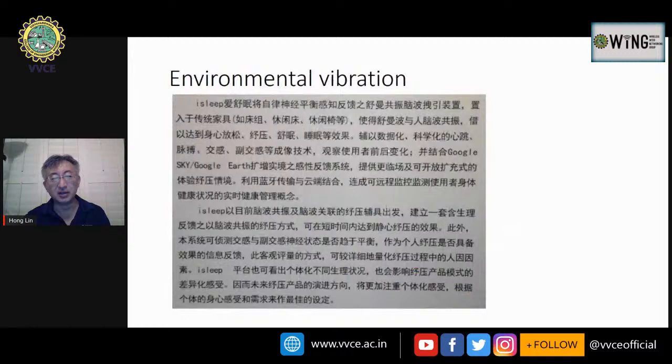This one basically creates a kind of vibration. The device is attached to the bed or to the chair, and it creates some kind of vibration, and this vibration will work with the brain wave to help you relax and get into sleep. It has a kind of automatic adjustment function as well, so it has a little bit of AI, artificial intelligence, as well.